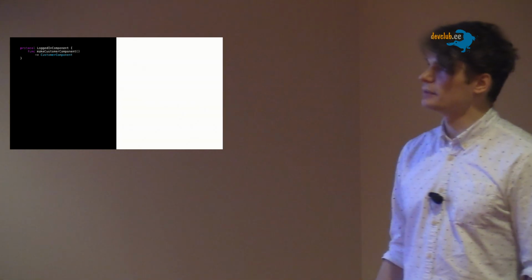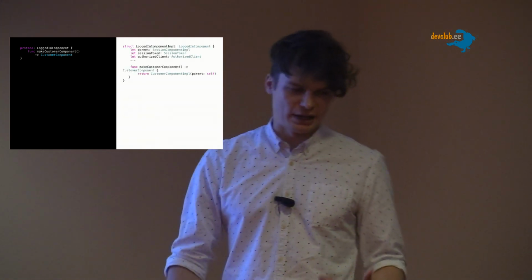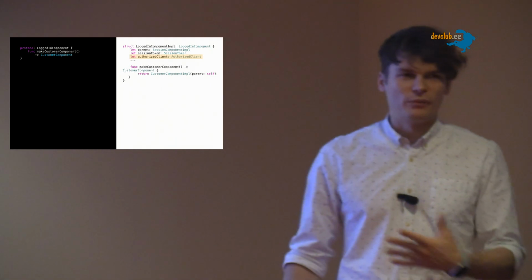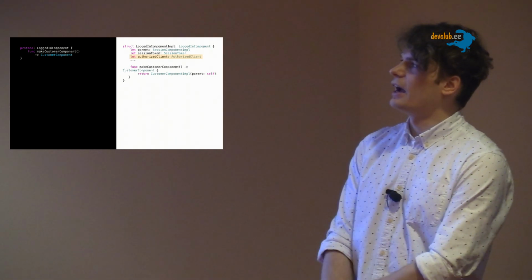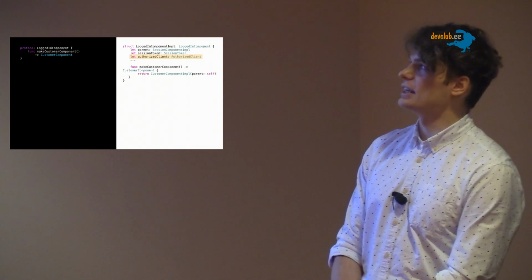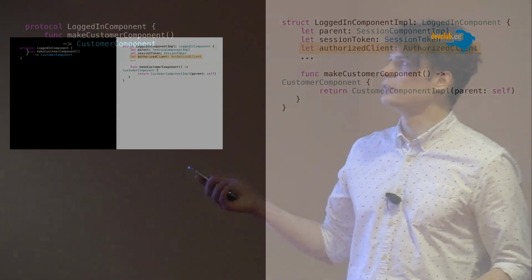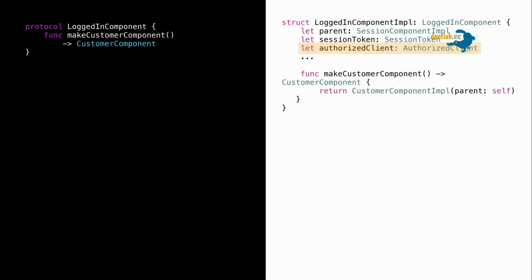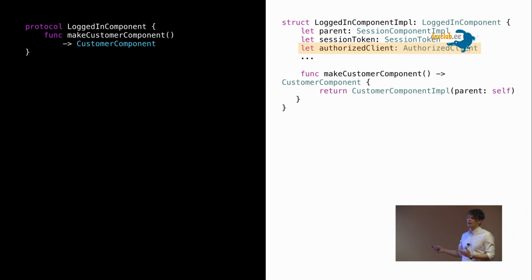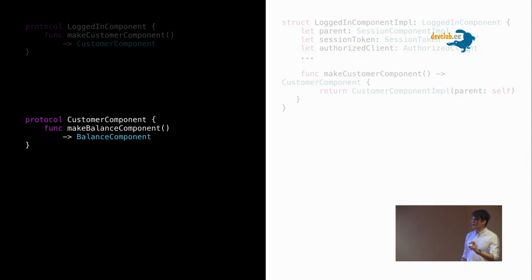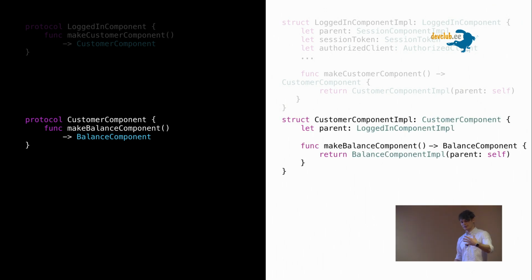So we have our logged-in component abstraction. We have our implementation. This is where our authorized client lives. I've omitted the detail, but the authorized client was initialized with the session token, which was provided when this logged-in component was created. So we know we are the owner. The authorized client lives in our scope. We pass ourselves when we're creating a subcomponent. This is our sort of non-interesting customer component, which we have to somehow just simply pass through, like it stands in between us and the one who is interested in us.